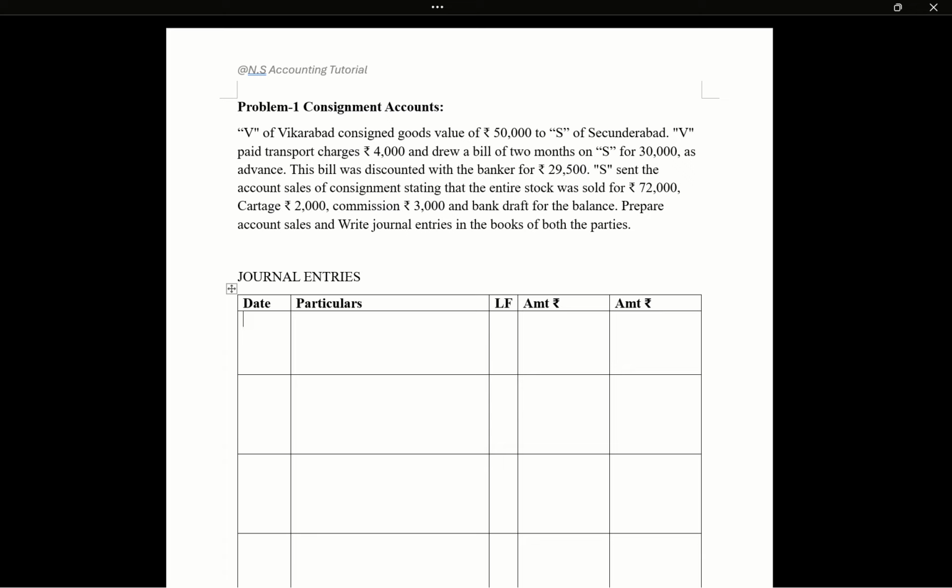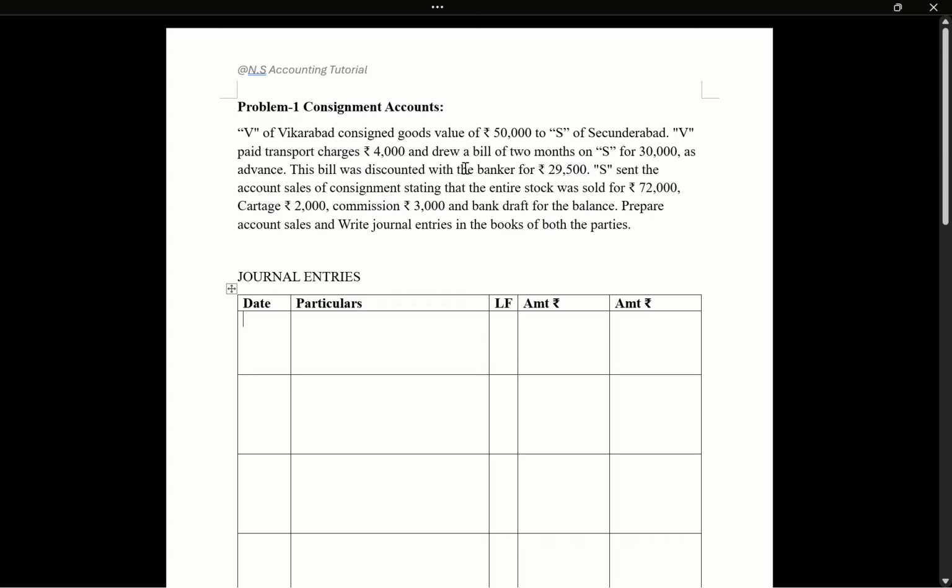In the last video, we learned the meaning of consignment and some of the important terms in consignment. In this video, we will learn the journal entries for consignment accounts and then we can easily prepare the consignment accounts based on the journal entries. Let's get into the sum.